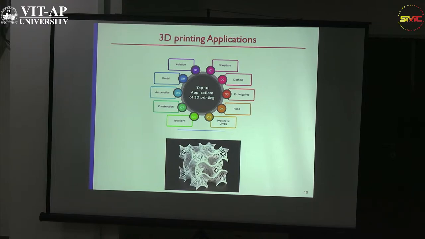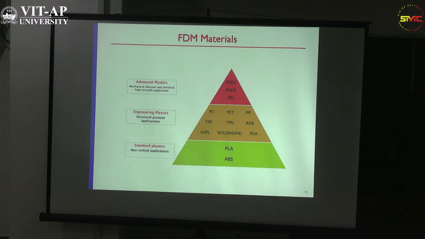Now we will enter into our main part, so please concentrate here. What are fused deposition modeling materials? These are the standard plastics, PLA and ABS. I will explain their limitations, then you will be surprised. Later on, we have engineering plastics like PET, polyethylene terephthalate, polypropylene, TPU, thermoplastic urethane, and then advanced plastics like PEEK and ULTEM.